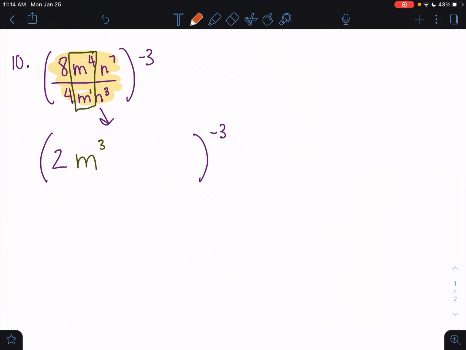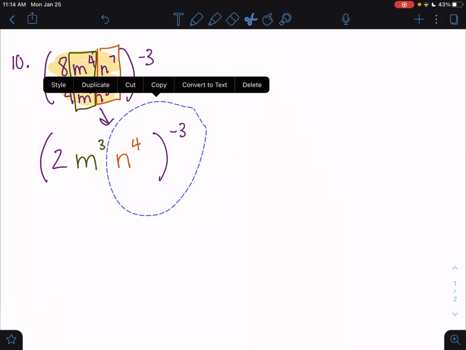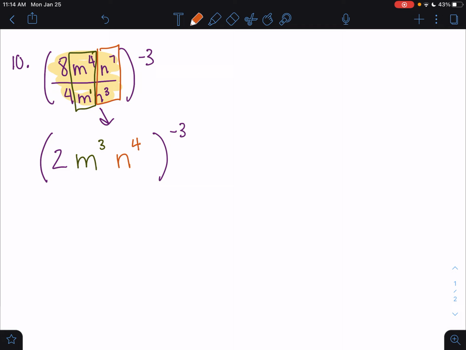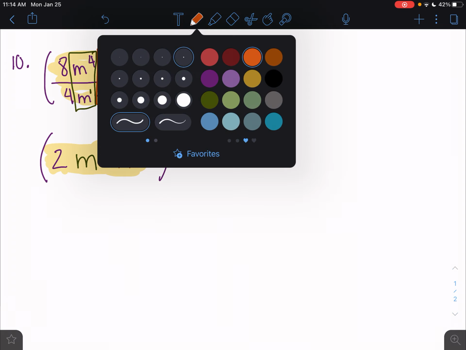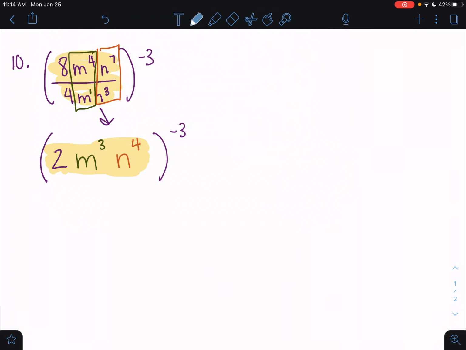Okay, let's go on to our n's. So we have n to the seventh and n to the third. So we would have n to the 7 minus 3, which is really n to the 4th. And then move this over there. So now we've simplified our inside. So that highlighted part became this new highlighted part. Okay, let's go on to our next step.